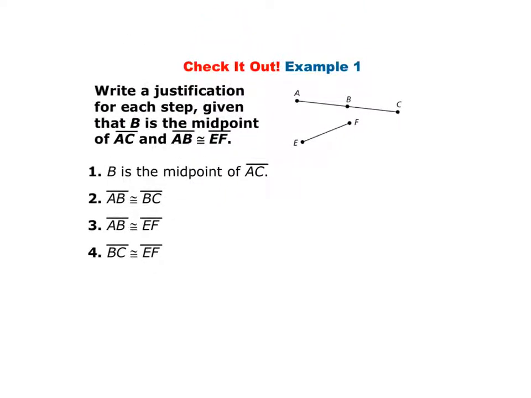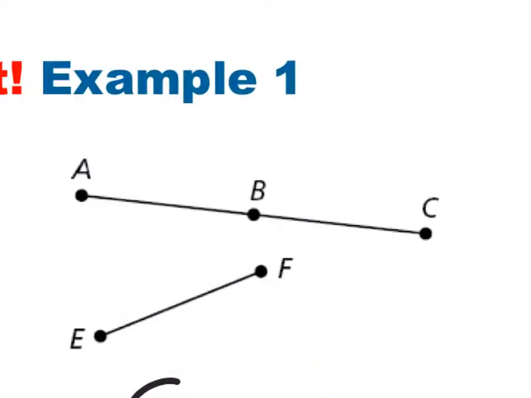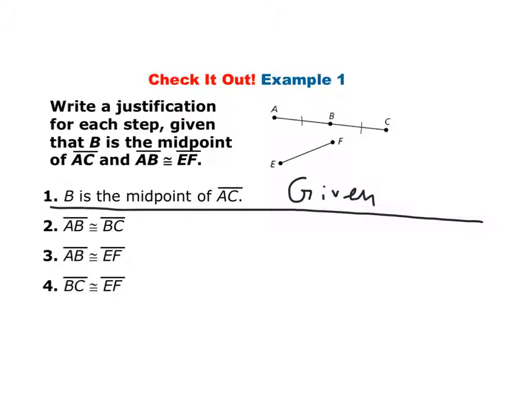So write a justification for each step. Given that B is the midpoint of AC and segment AB is congruent to segment EF. So what's our justification for step 1? Given. So B is the midpoint of AC. Segment AB is congruent to segment BC. So it's saying that AB is congruent to BC. How do we know this? Because it said midpoint. So step 2, our reason would be definition of midpoint.